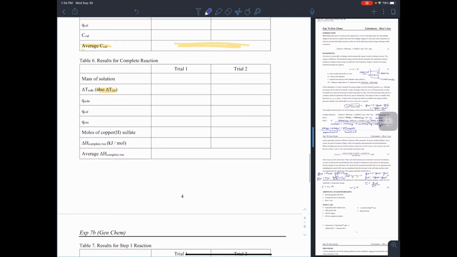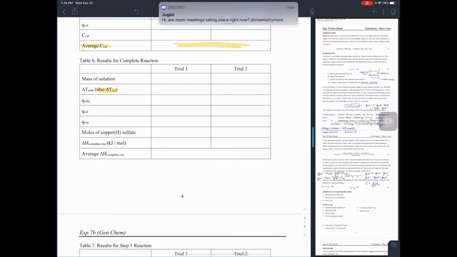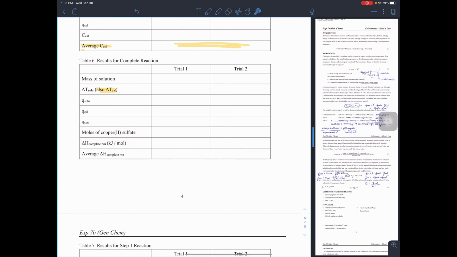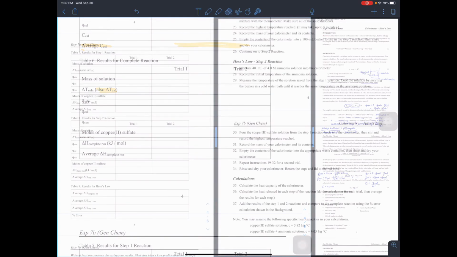So table 6. We're down to here. Then there's a second trial. You're going to do those calculations in the same way. Ideally, these would be the same. They're not going to be exactly the same. So we're going to use the average. So we'll record the average right there.